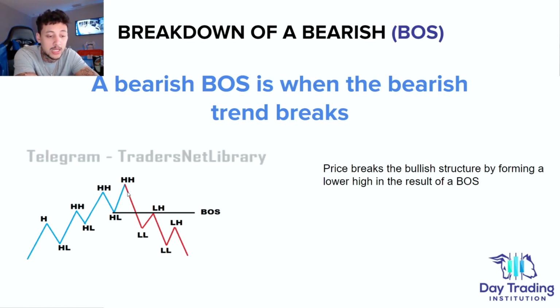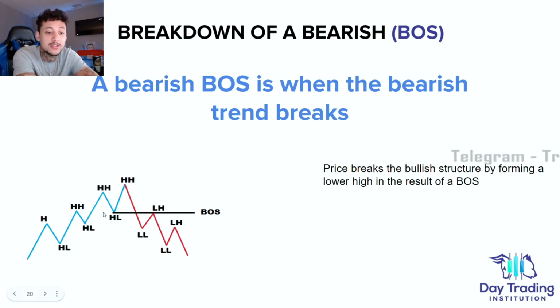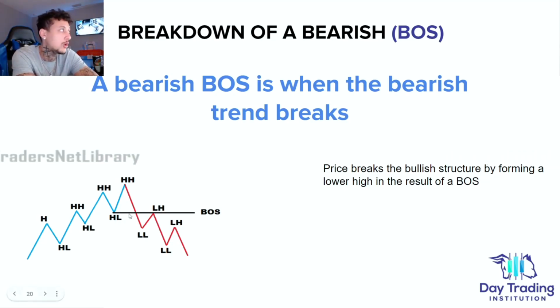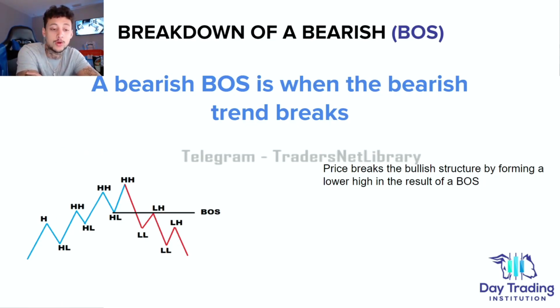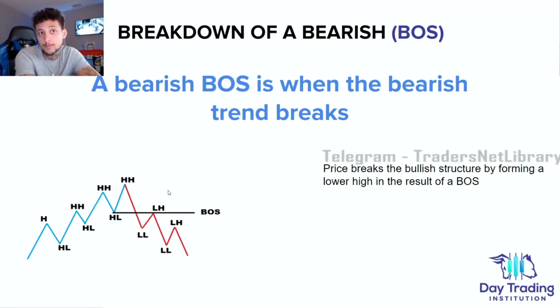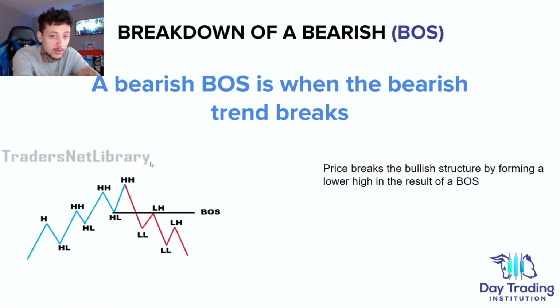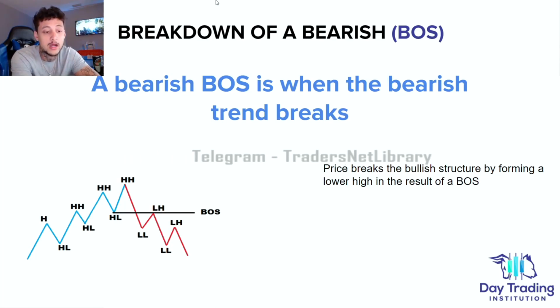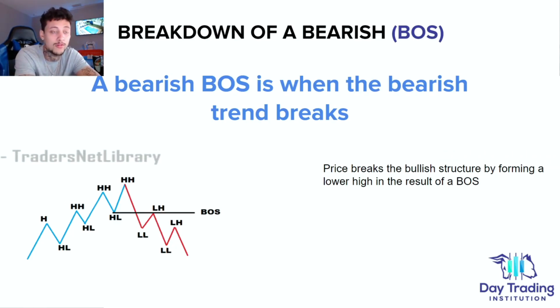For price to maintain higher lows and higher highs, meaning a bullish trend, it can only make higher highs and higher lows. Once you have your first lower low in a bullish trend, the trend is no longer valid, right? So that's one thing that you should put in your notes. The type of structure that you're going to see in a bullish trend that can maintain it to be valid are higher highs and higher lows. Once price makes a lower low, the trend is no longer valid.